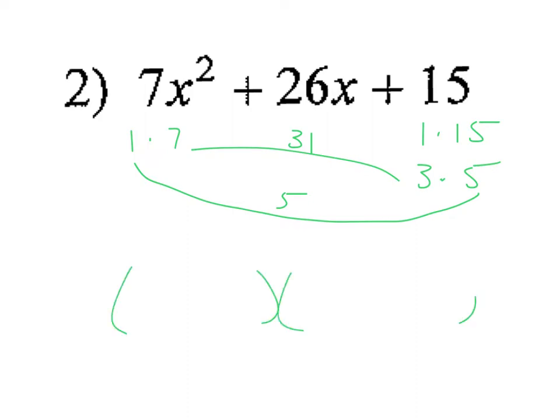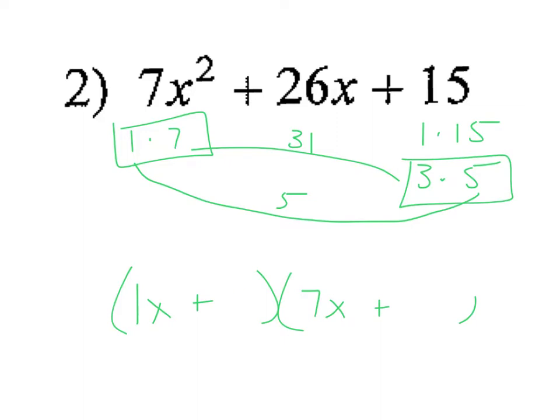So we go ahead and break this down to 1x and 7x. Again, we know they're all positives. Okay. And then on the back side here, we found that 3 and 5 work. So we've got a 3 and a 5. And again, you can check to confirm that that's the correct answer.